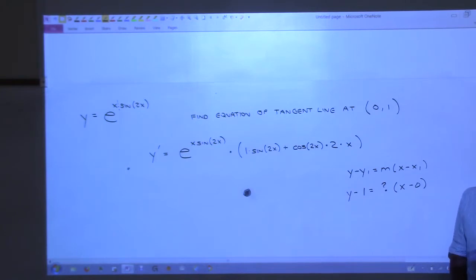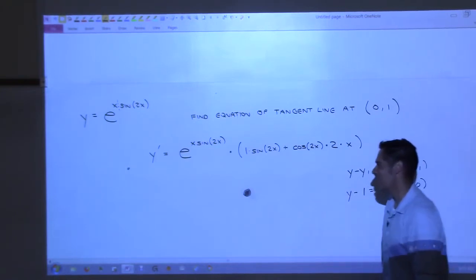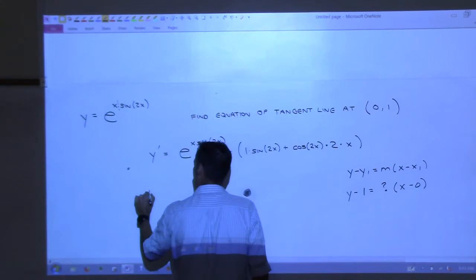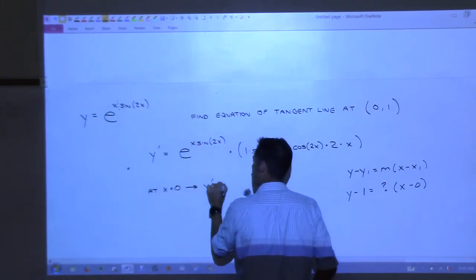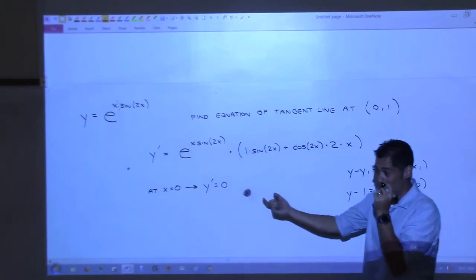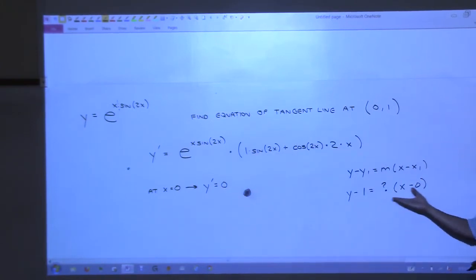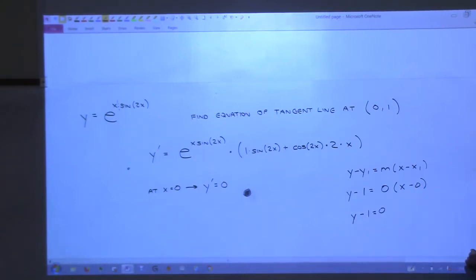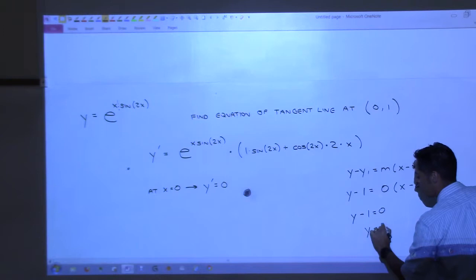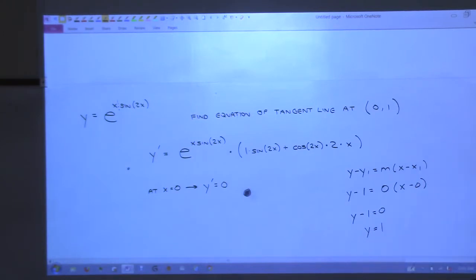I was hoping it wouldn't work out like that, but oh well. Okay, so at x equals 0, we get that y prime is 0. Y'all okay with that without me doing the work? Okay? So now if I come back over here and I replace this question mark with 0, then all you get is y minus 1 equals 0, which means y equals 1, which is a horizontal line, like this. It's 1 unit up.